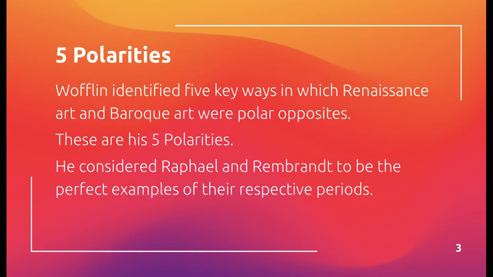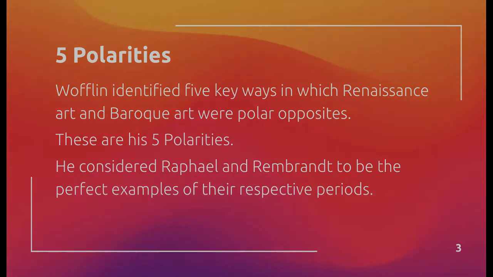about. So he came up with this thing called the 5 polarities. He identified 5 ways in which the Renaissance and the Baroque were polar opposites. So, opposite ends of the spectrum. That's why they are called polarities. He considered Raphael and Rembrandt to be the perfect examples of these periods. So when we talked about Raphael, the School of Athens, we've talked about Rembrandt. So we'll kind of see what he's talking about there.